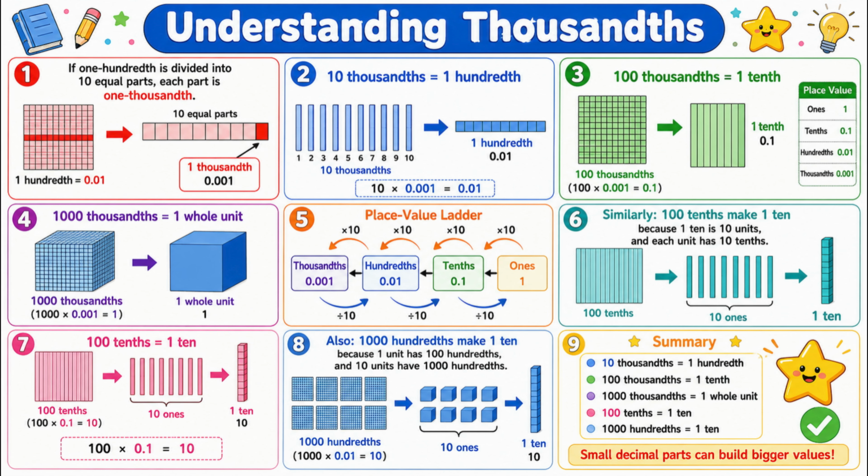Understanding thousandths. If a hundredth is divided into 10 equal parts, each part is a thousandth. So, 10 thousandths make 1 hundredth. 100 thousandths make 1/10. 1,000 thousandths make 1 whole unit. Similarly, 100 tenths make 10 because 10 is 10 units, and each unit has 10 tenths. Also, 1,000 hundredths make 10 because 1 unit has 100 hundredths, and 10 units have 1,000 hundredths.